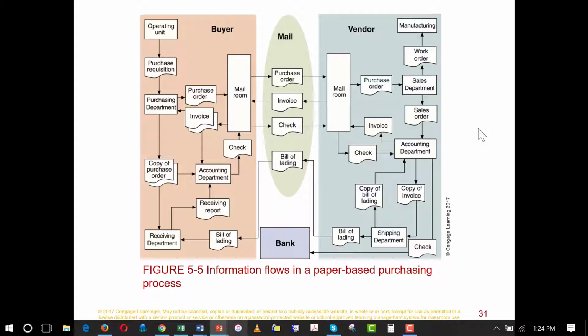Here's just a visual of the old way. If you have information flows, so here's a purchase requisition, purchase department, purchase order, invoice, goes in the mail, it goes to the vendor, throughout all these different departments. So by the time it gets to everybody, it takes a long time, a lot of effort.